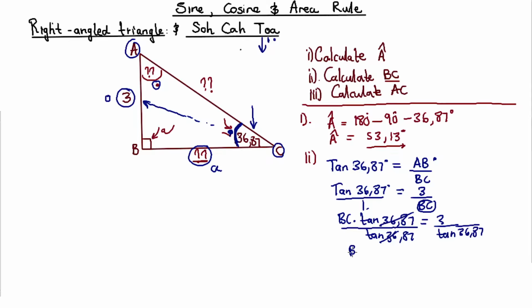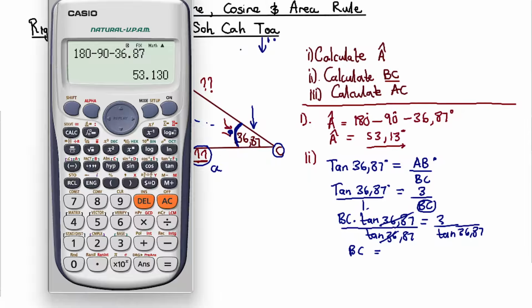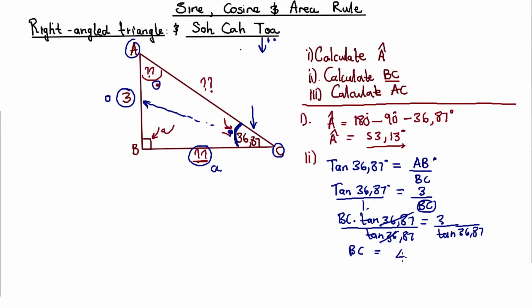Cancel, cancel. BC is now 3 over tan 36.87. I'm getting a straight up 4. So BC is 4 centimeters. Okay? 4 centimeters. Or you can reference angle A and work out what BC is.